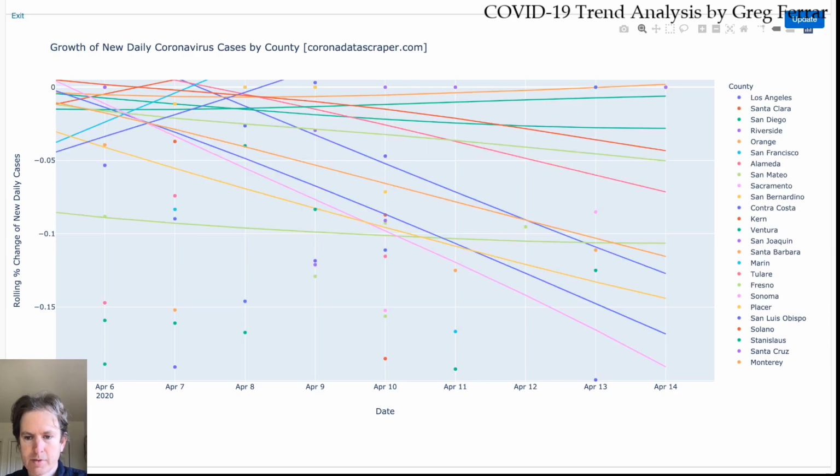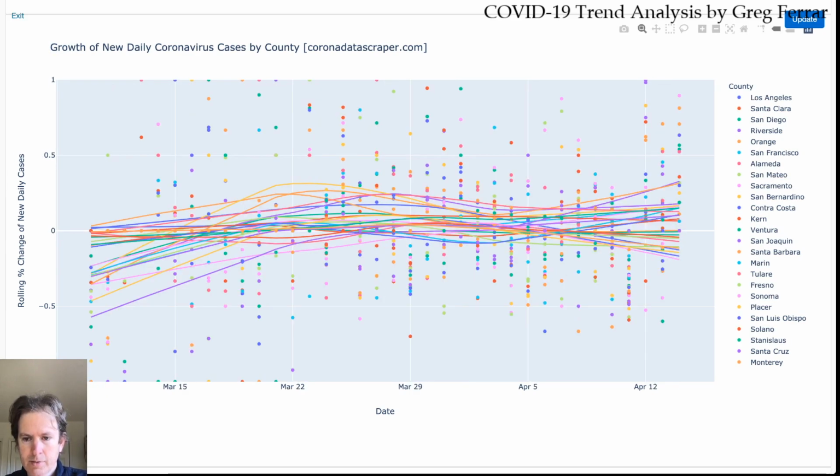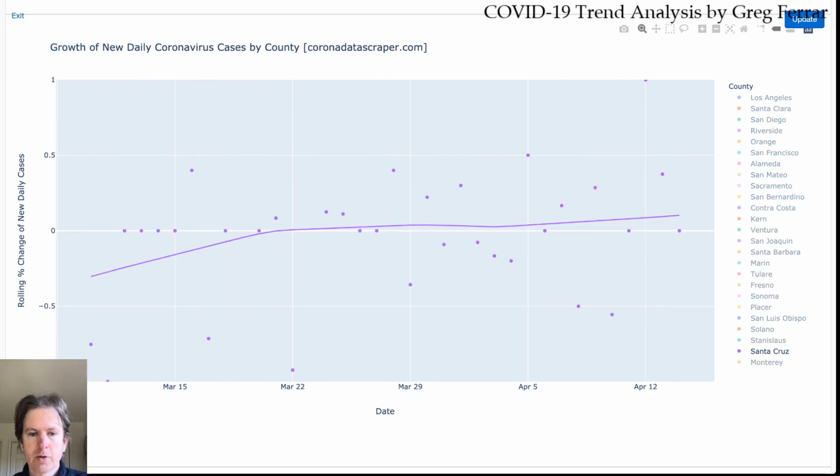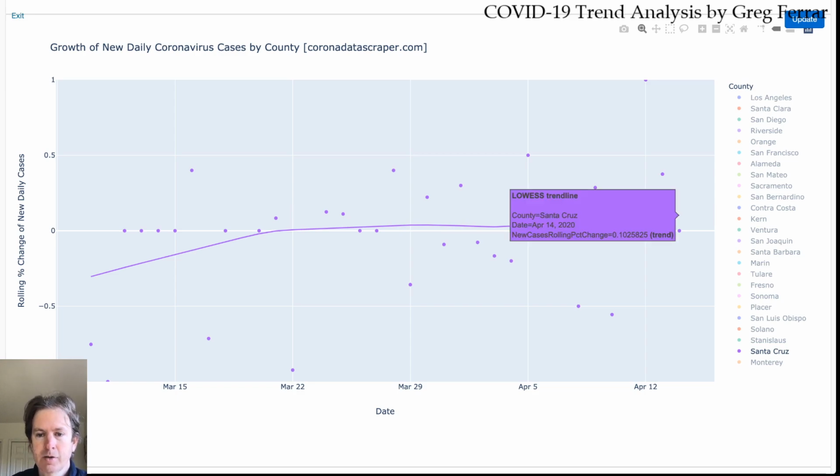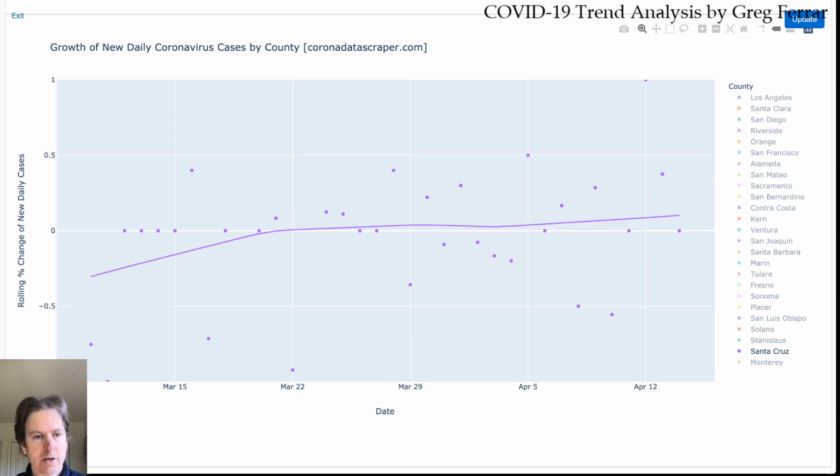Where is Santa Cruz? My Santa Cruz peeps. Santa Cruz doing okay, not good enough really. It's got so few cases, as always, we can't say much. But if this really is the trend line, it's got to head downward before we can say we're doing well. It's got to be below 0 before we can say we're doing well. So this actually has both of the characteristics we don't want to see in a curve. It's above 0 and it's sloped upwards. However, it's only a little above 0 and only sloped a little upwards.